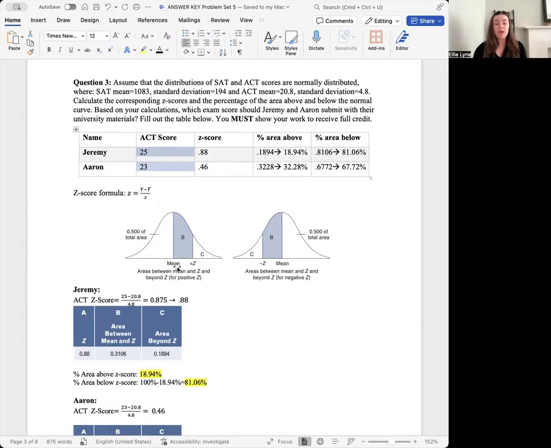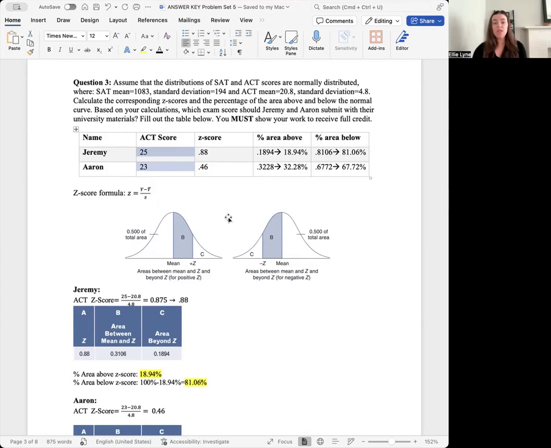And they are going to be better than the test takers that did a little bit better than above average, but still worse than their score. So if you had these switched for whatever reason, that's an easy way to check yourself. We know that the area below for both Jeremy and Aaron has to be greater than the areas above.